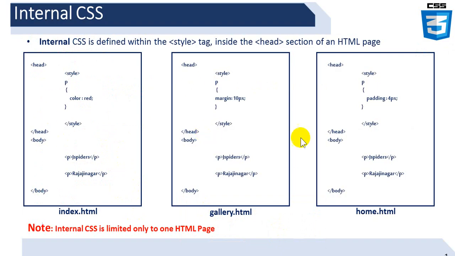See, we have multiple pages here, three different pages. Whatever properties we apply here are limited only to that particular HTML file. That means internal CSS is limited only to one HTML document. I hope everyone understood. Now we will see something called external CSS, guys.